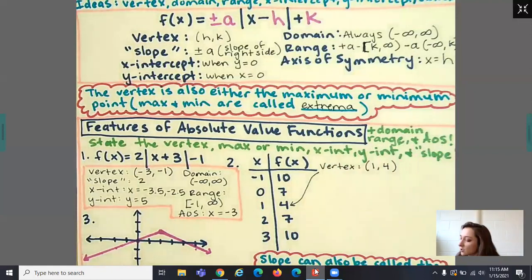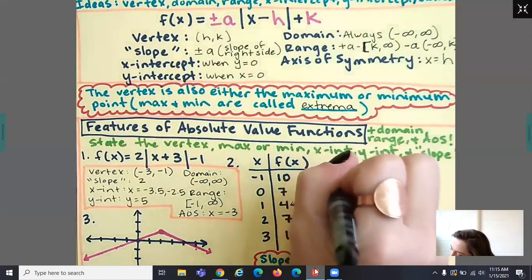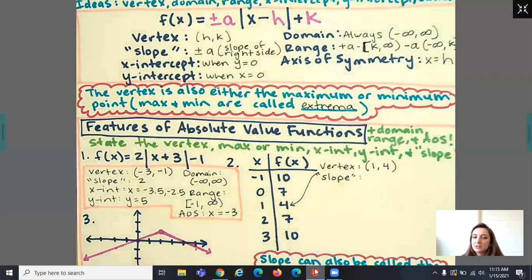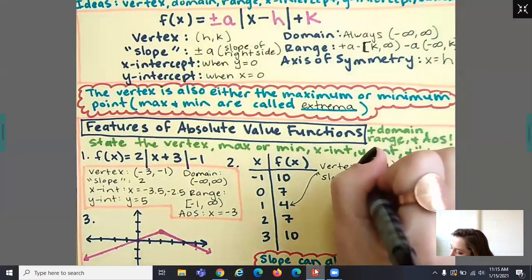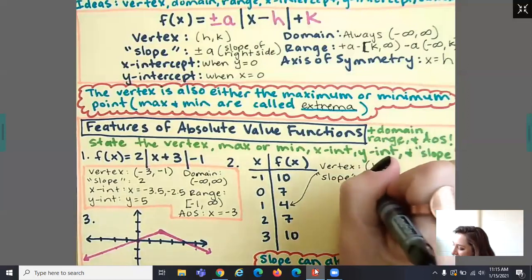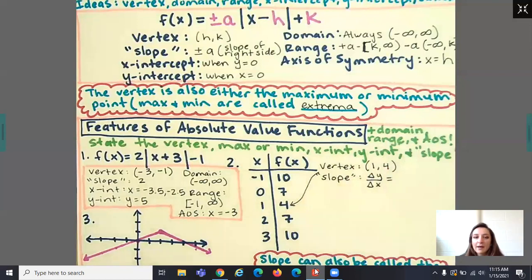So let's look at our slope now. And the slope for this is going to be a little bit different. Remember that the slope is the change in y over the change in x. So that looks like triangle, which is delta y over delta x. And here we're just looking at the change.